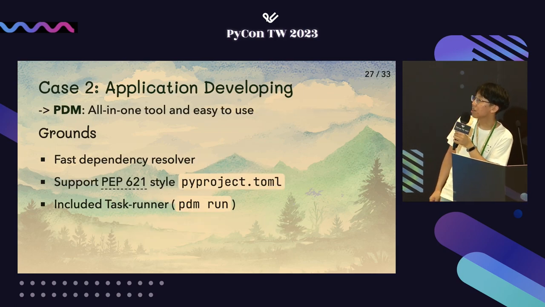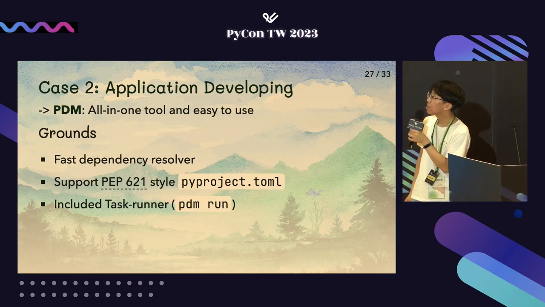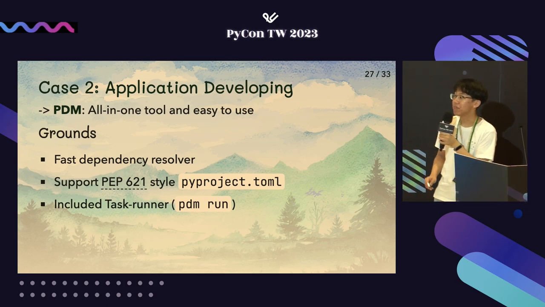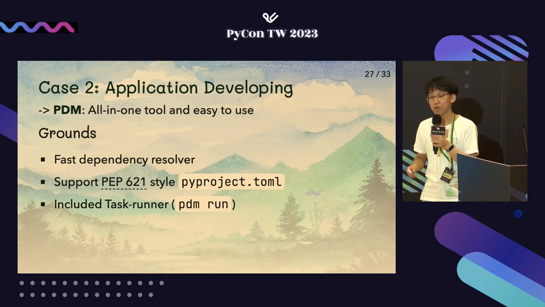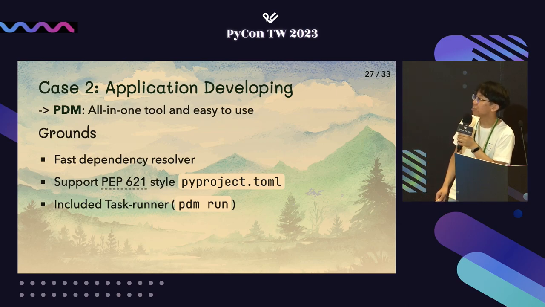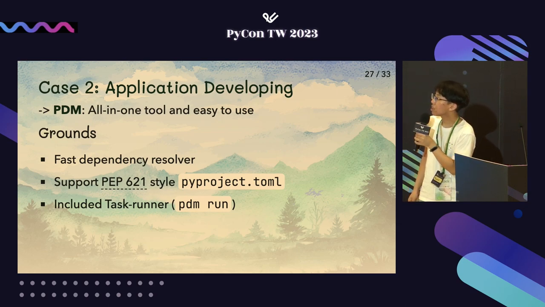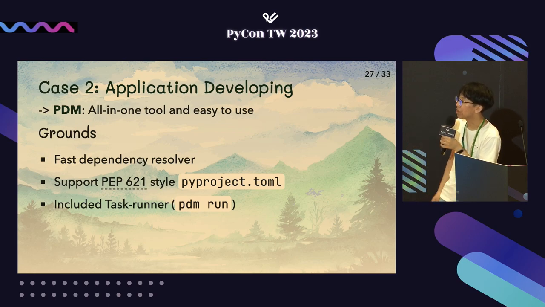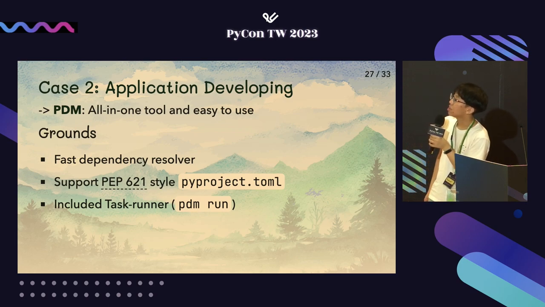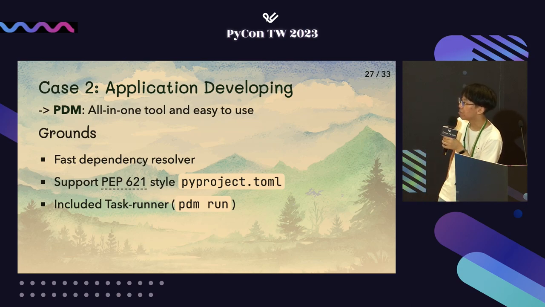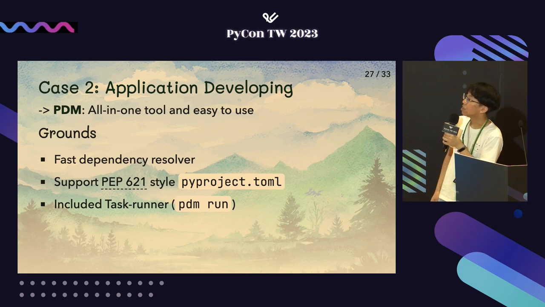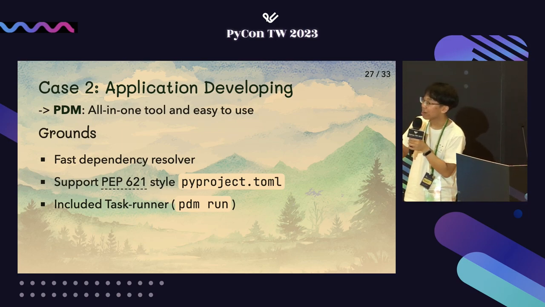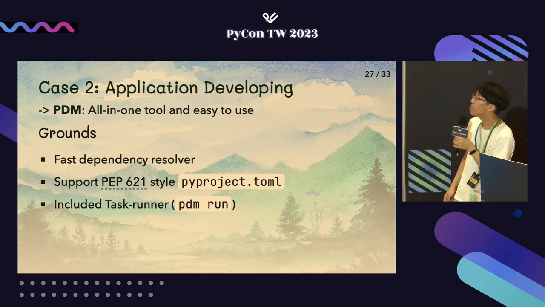Okay. Second is the application developer. I will recommend PDM. It is an all-in-one tool. Almost everything is included, and it is very easy to use. It has a fast dependency resolver and optional support for PEP 621 style. And a task runner is included to run tests or frequent commands.